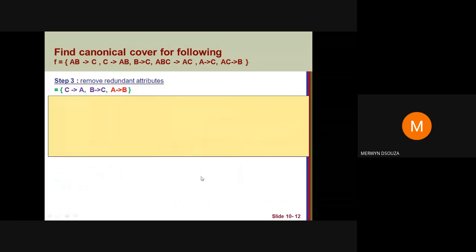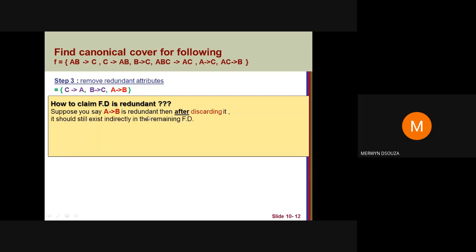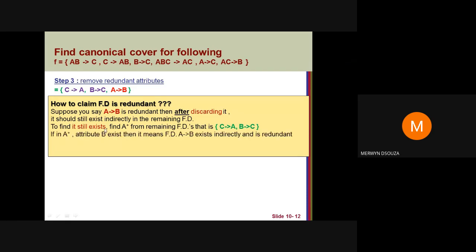Now check whether A determines B is redundant. Check by finding the A closure from the remaining FDs. The remaining FDs are C determines A and B determines C. If in the A closure attribute B is present, then A determines B is redundant. In the A closure, you find only A using these FDs. Therefore, A determines B is not redundant.